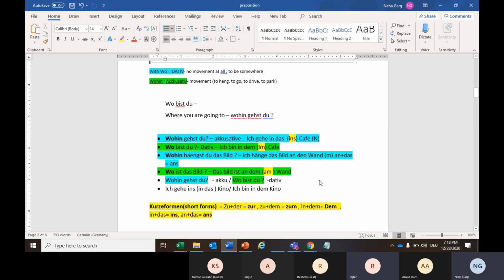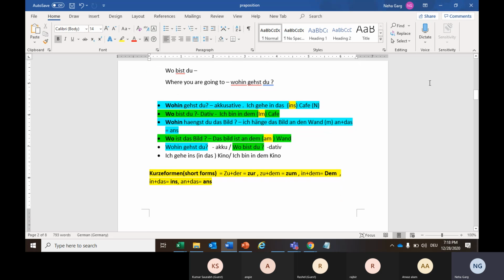Ma'am, especially in this case, is it "gehe in skino"? Can we write it like "ich gehe in skino"? Yes, yes. There are some, see this yellow highlighted area, kurze Formen, short forms.